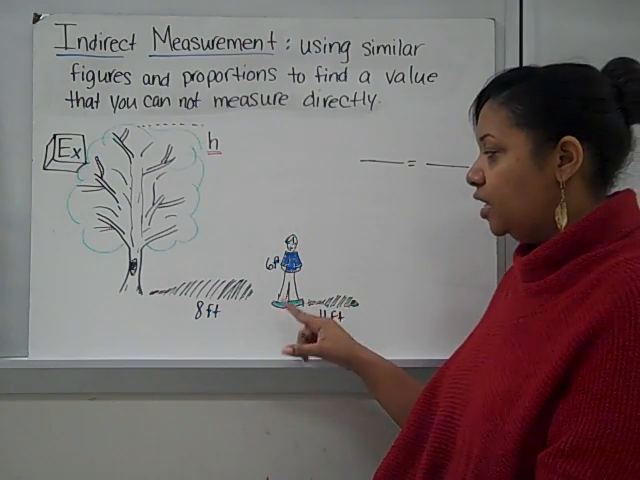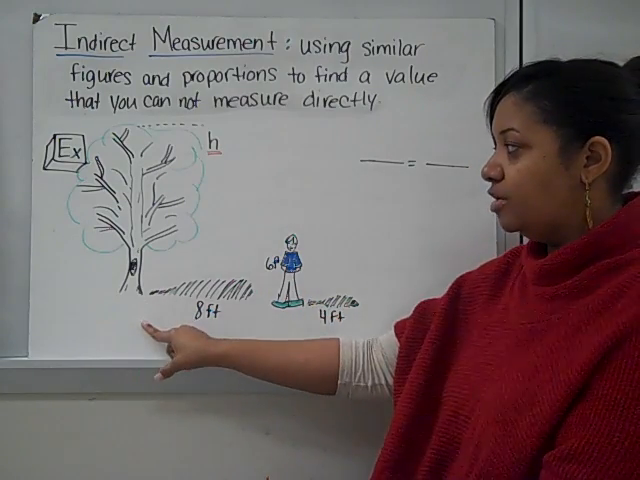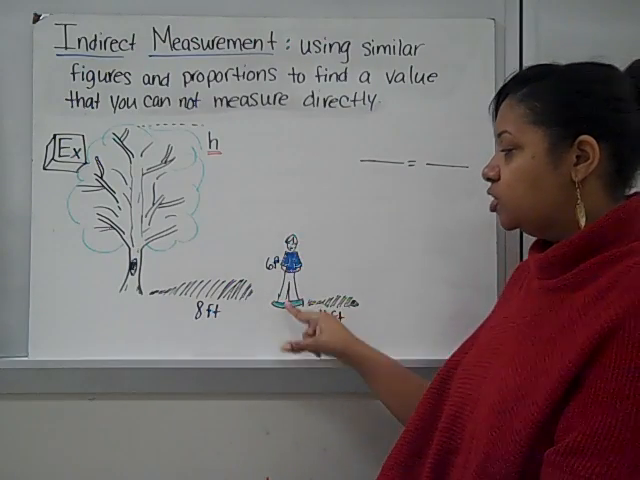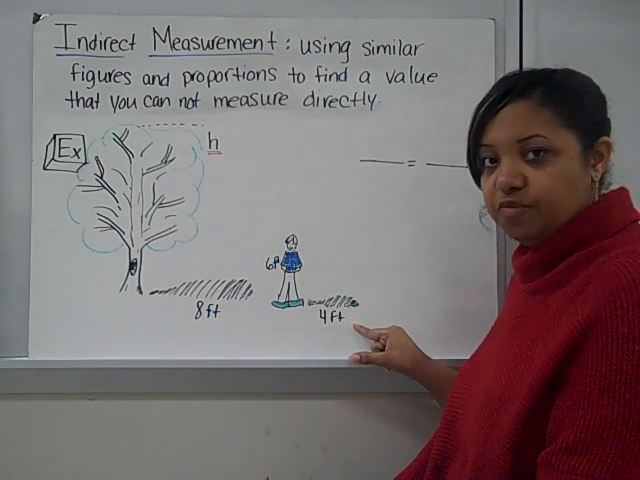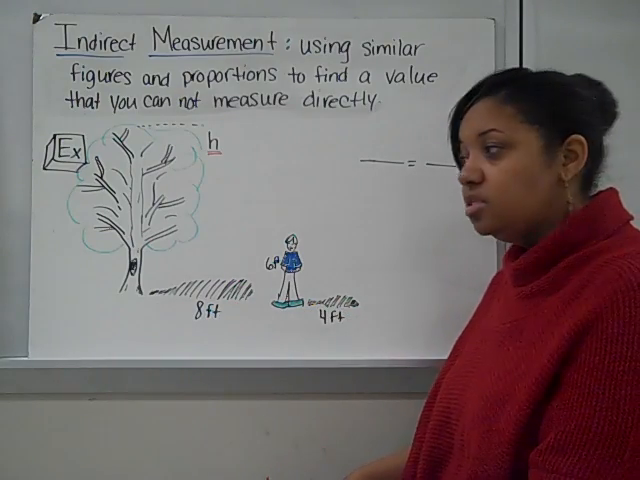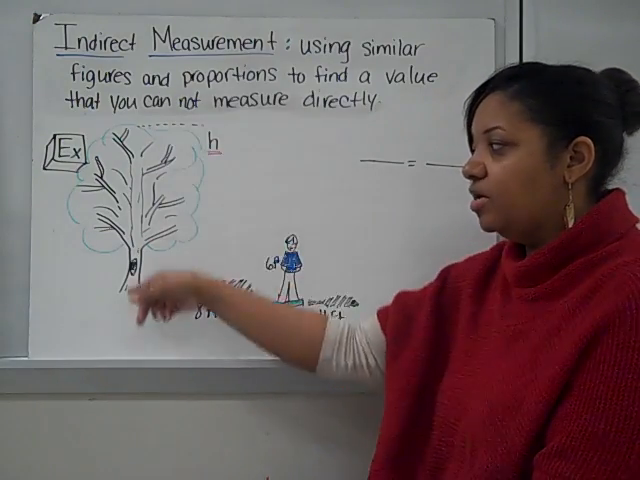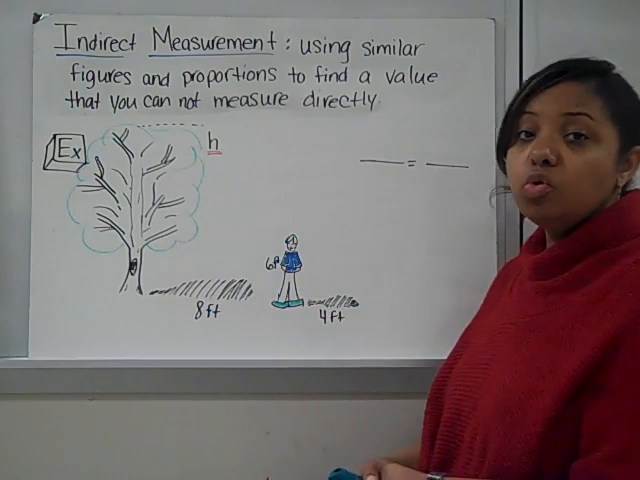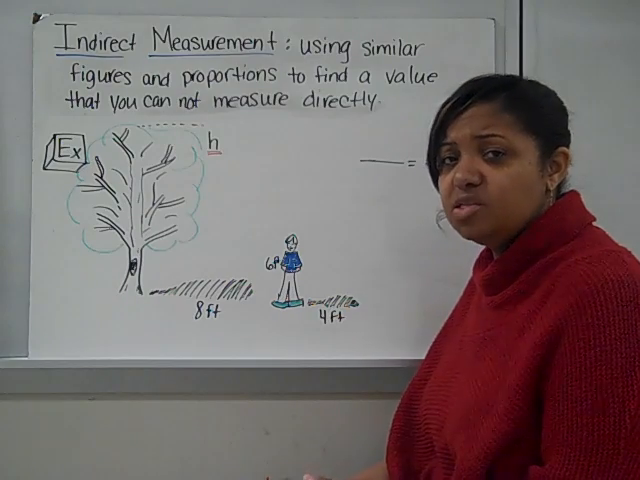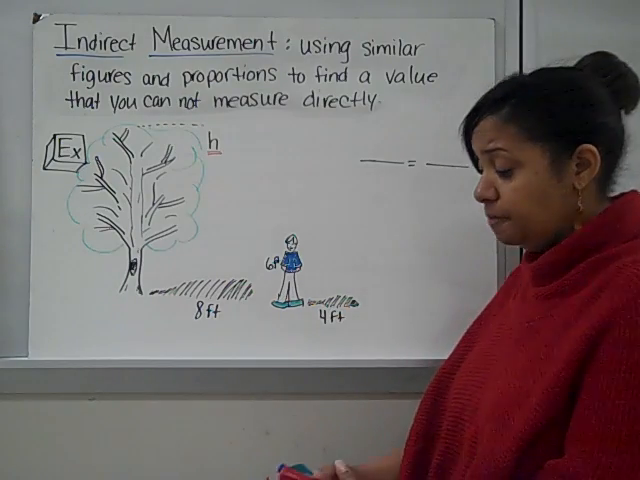So we have a man here versus a tree. The tree casts a shadow of 8 feet. The 6-foot tall man casts a shadow of 4 feet. So we can use that shadow in comparison and his height to find out how tall the tree is. So we're going to do the same thing that we did in class today. This was that example that we talked about in class today.